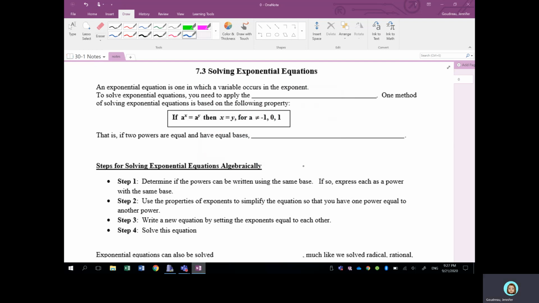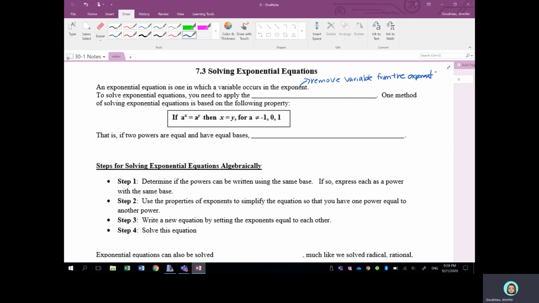In 7.3, we are solving exponential equations. An exponential equation is one in which the variable occurs in the exponent. So our first challenge is to understand how to remove the variable from the exponent. Because when it is stuck up in the exponent spot, we cannot solve for x. And that's what we want to do. We want an answer that is x equals. We need to get the variable out of the exponent.